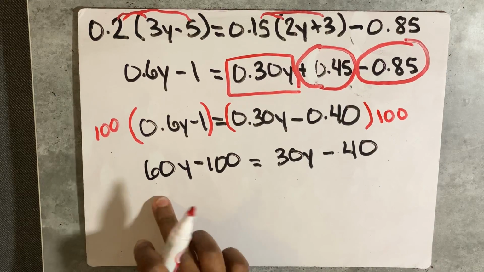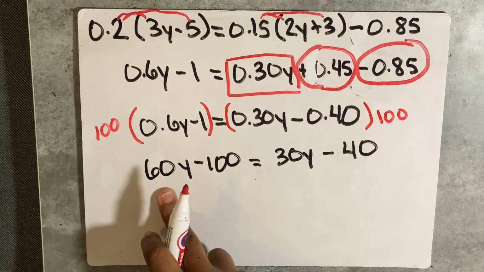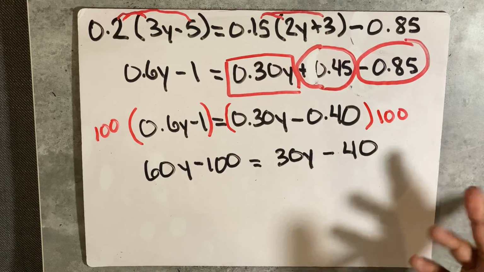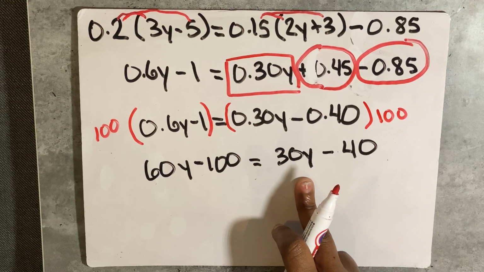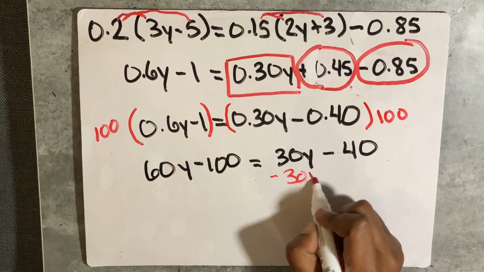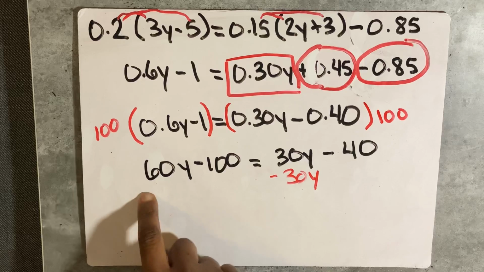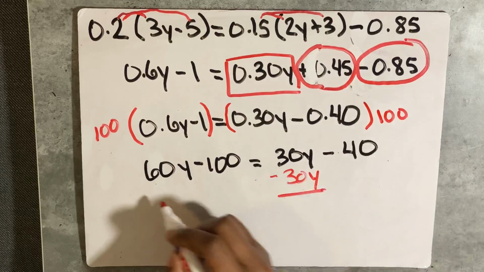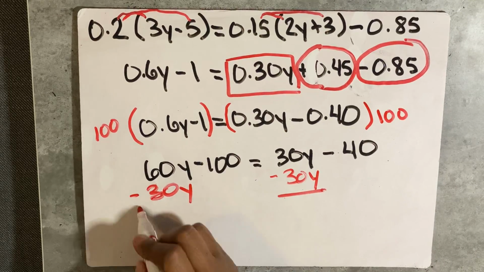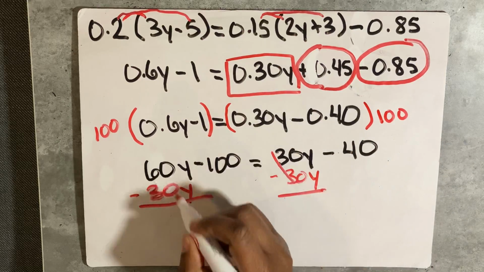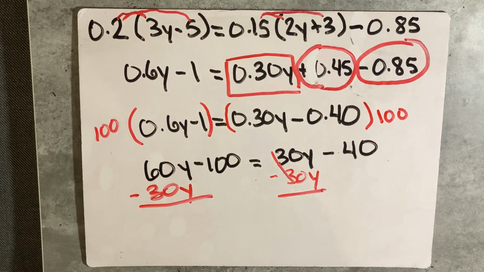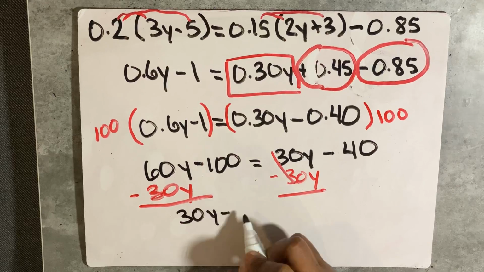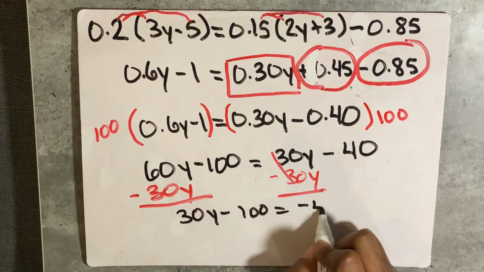I'm not going to move 60 because I'd have to do the opposite, which is a negative 60. So then I'm going to get a negative answer because 60 is bigger than 30. Don't do it that way. Take the smaller one because this is positive. Now, if this was negative, then I would move it, but it's not a negative, so leave it alone. I'm going to move what is going to keep my answer from becoming a negative and having to do the calculations to change it. So then we have 30y minus 100 equals a negative 40.